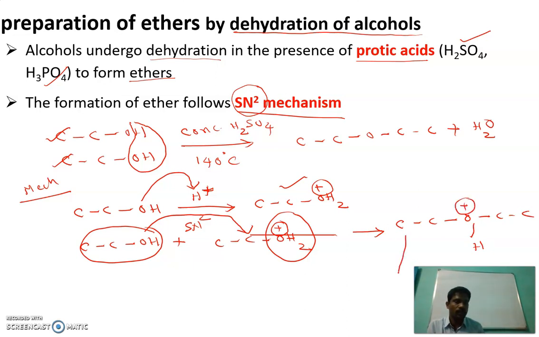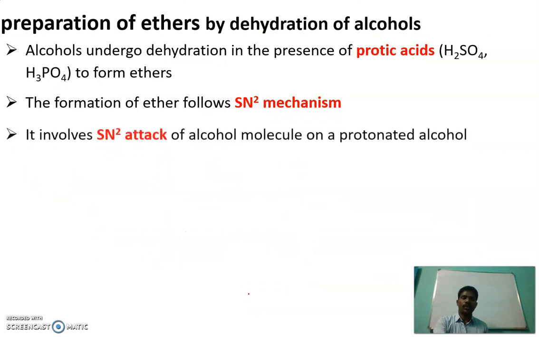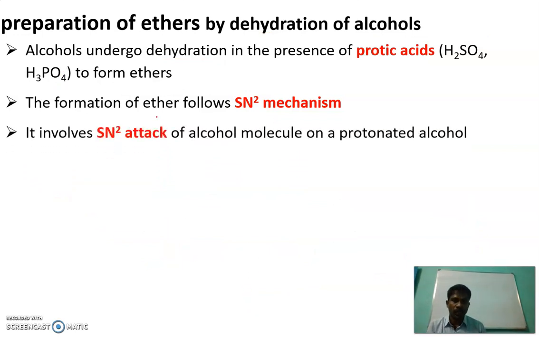And this protonated ether is stabilized by loss of H+. Upon removal of H+, we get the corresponding diethyl ether as the final product. Clear? And check it out. So this mechanism involves the SN2 attack of alcohol on protonated alcohol.